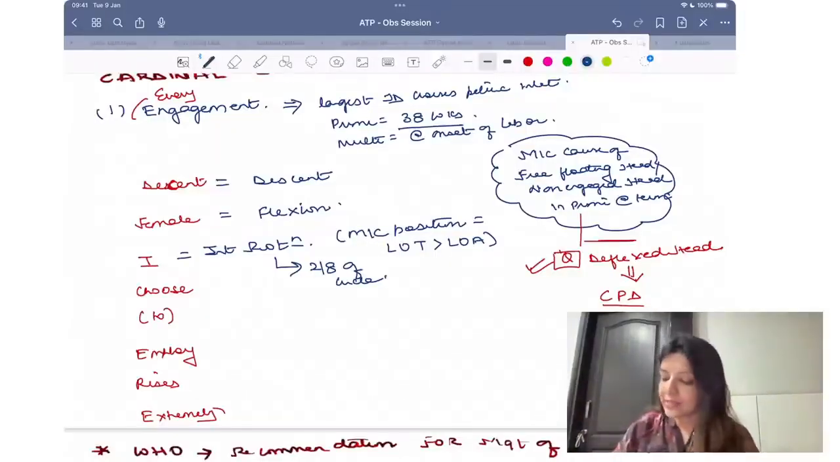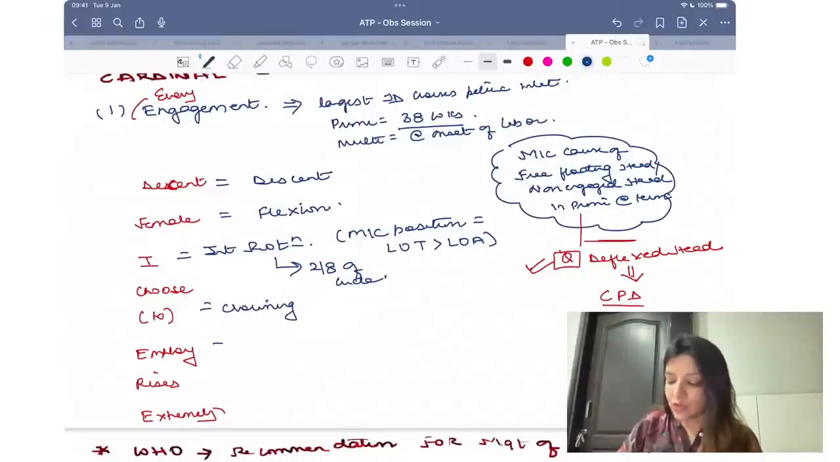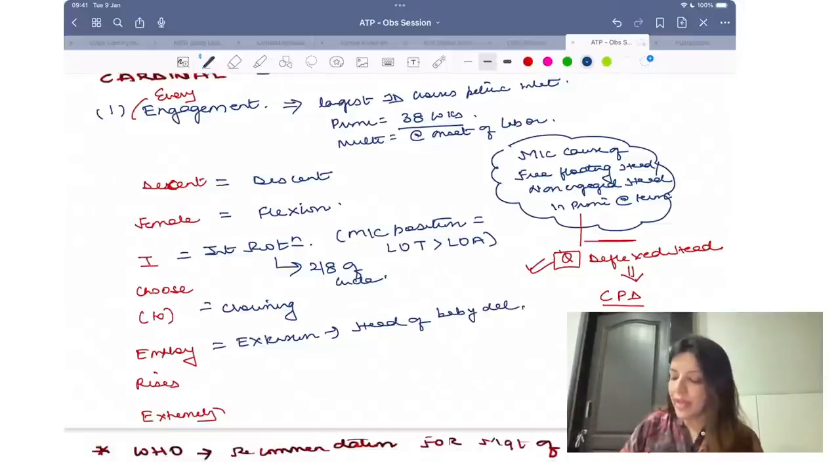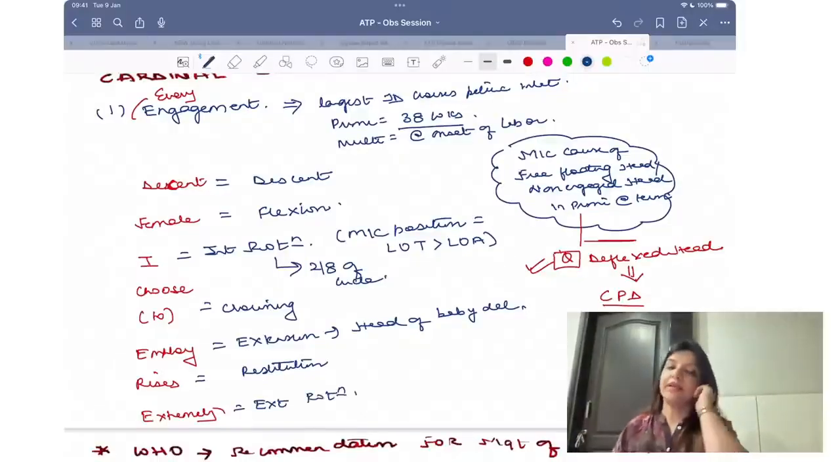Right? Then C stands for crowning, E stands for extension. With extension, the head of the baby is delivered. Then restitution, and then external rotation. Okay? So these are the cardinal movements of labor.